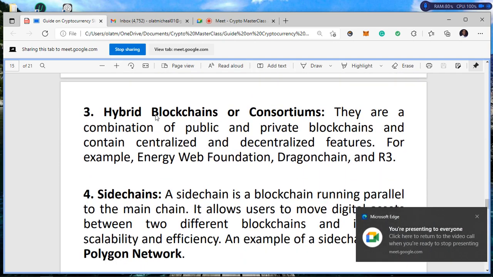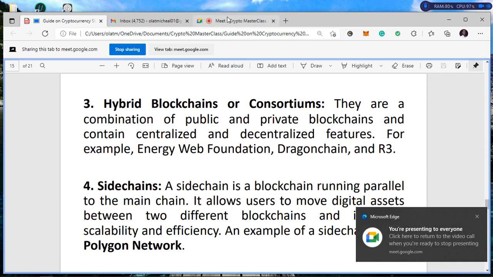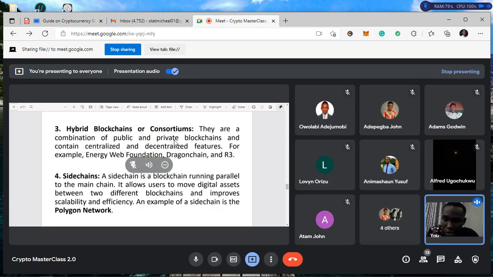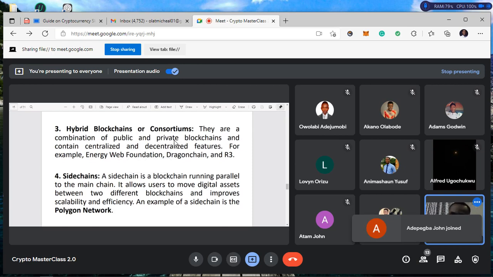Now, the third one is the hybrid blockchain or consortium. They are a combination of the public and the private blockchain. They take a part of the public and also a part of the private blockchain. Examples are the Energy Web Foundation, Dragonchain, and R3. These are examples of hybrid blockchains or consortiums, any name you wish to call them.